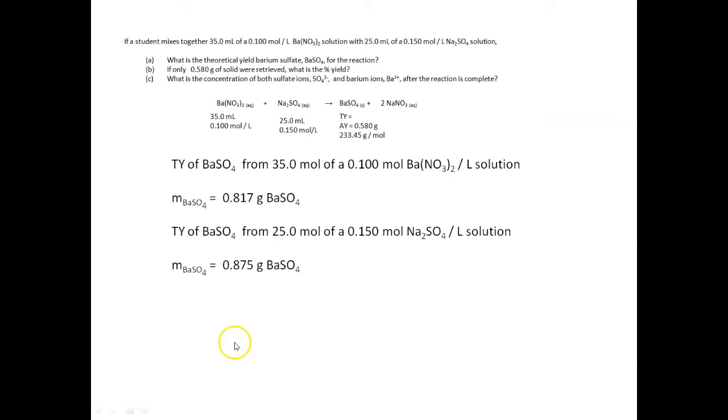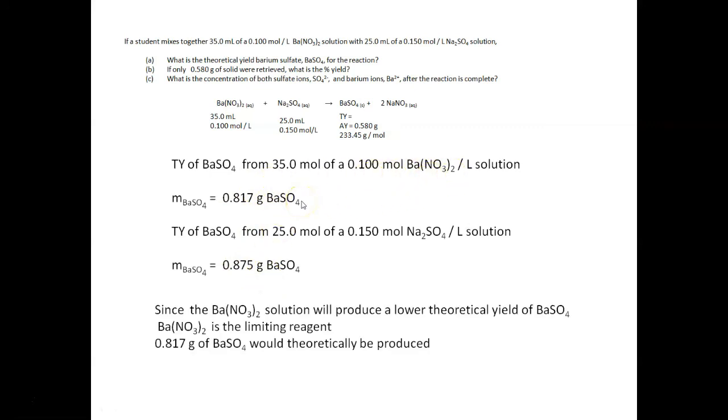So now we can look at it and compare, right? My theoretical yield of barium sulfate from the first reactant is 0.817. The amount produced from my second reactant is 0.875. Now, since this value is smaller than that, that tells me that my barium nitrate solution would produce less product. Therefore, my barium nitrate is my limiting reagent, and this would be my theoretical yield of my product.